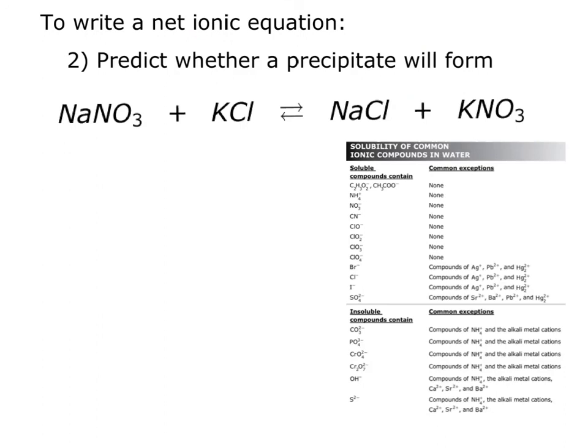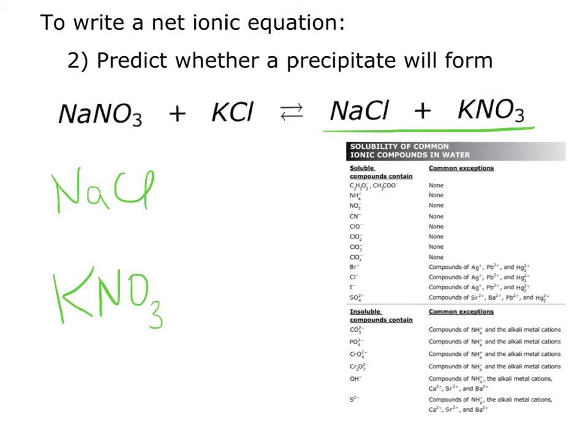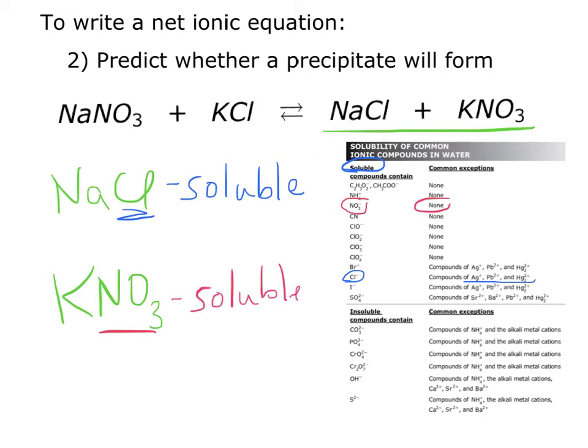Now that I have a balanced equation, I need to predict whether or not a precipitate will form. Again, we're looking only at the products, NaCl and KNO3. So let's start with NaCl, look at the anion Cl minus, and Cl minus is generally soluble except for silver, lead, and mercury, which we don't have here, which means this is soluble. With KNO3, looking at the NO3, nitrates, there they are. Nitrates are generally soluble. There's no exceptions, which means nitrates are always soluble. So both NaCl and KNO3 are completely soluble.